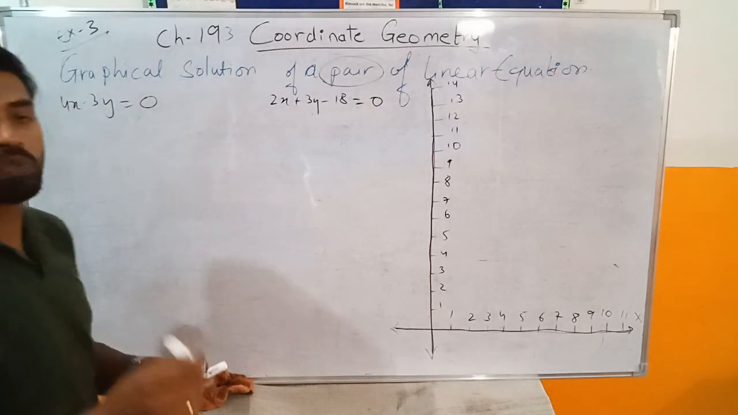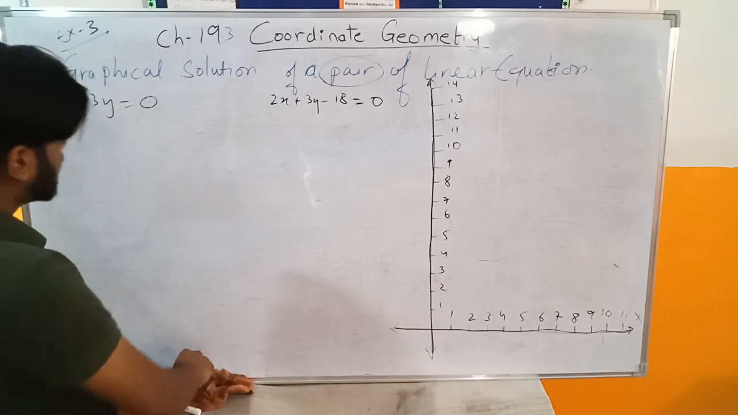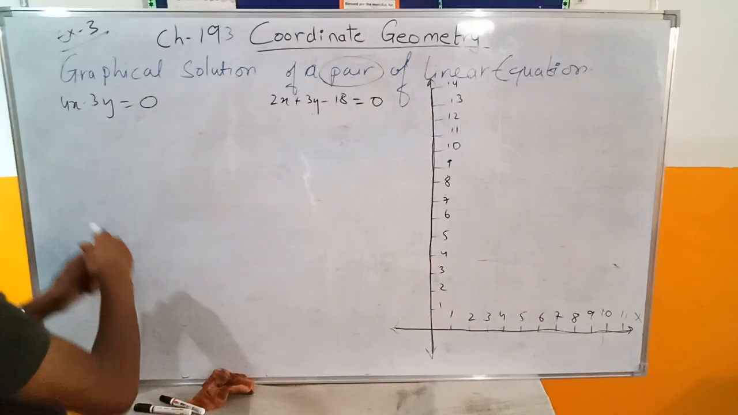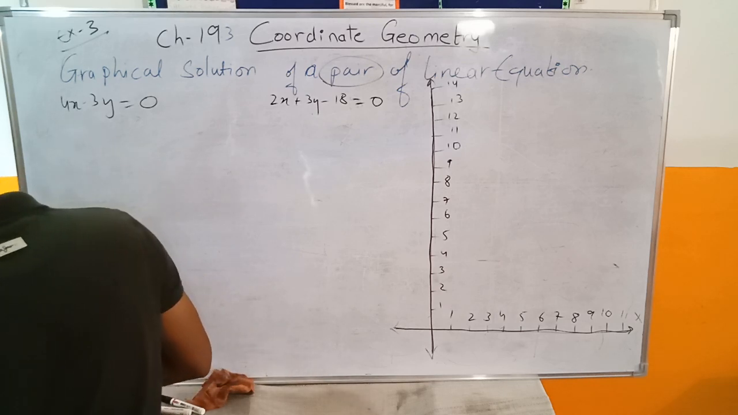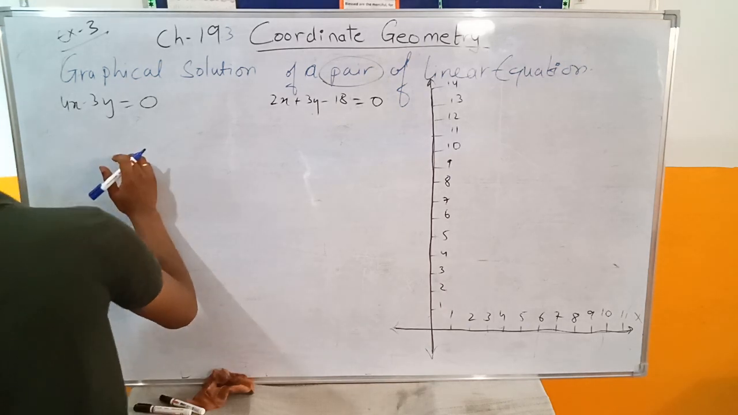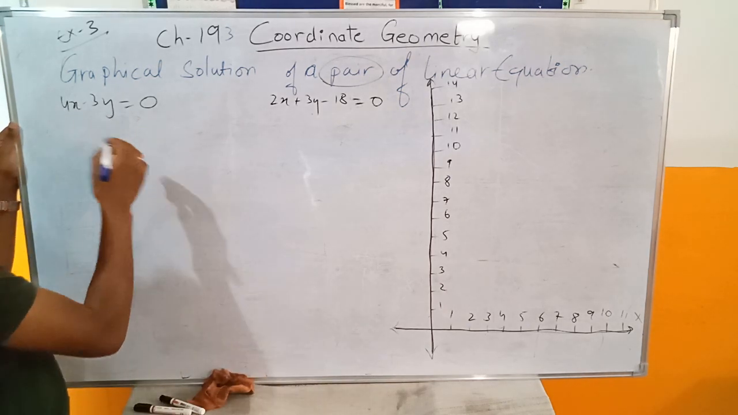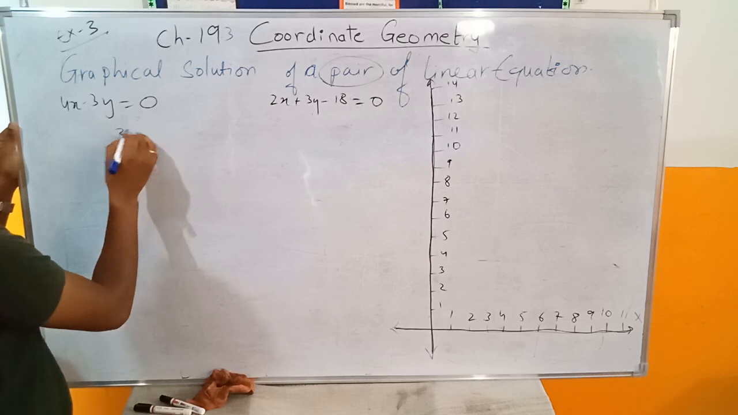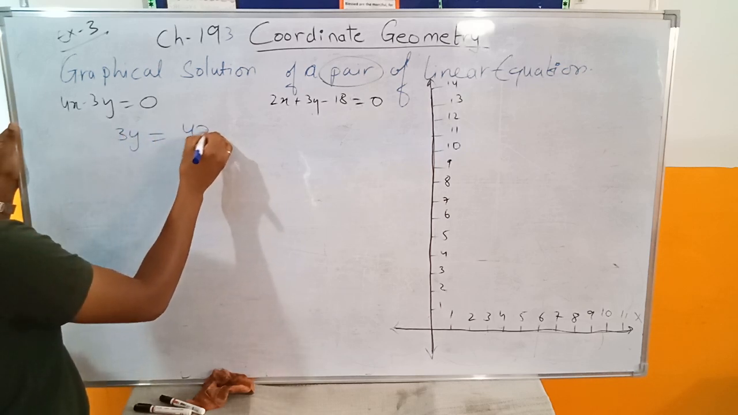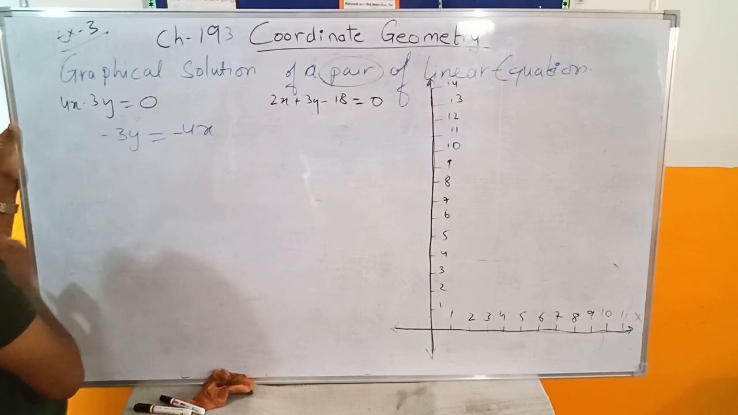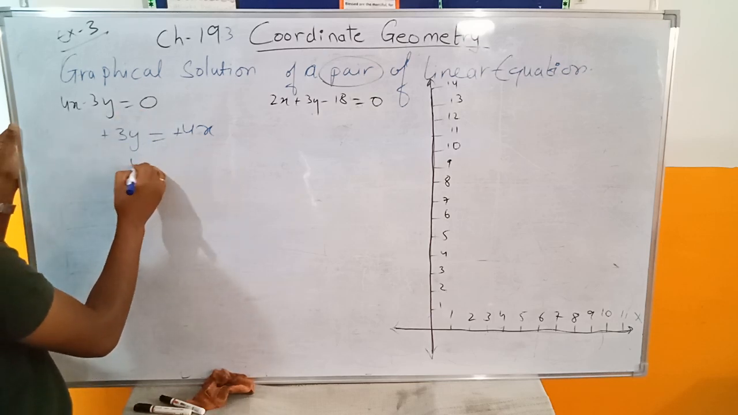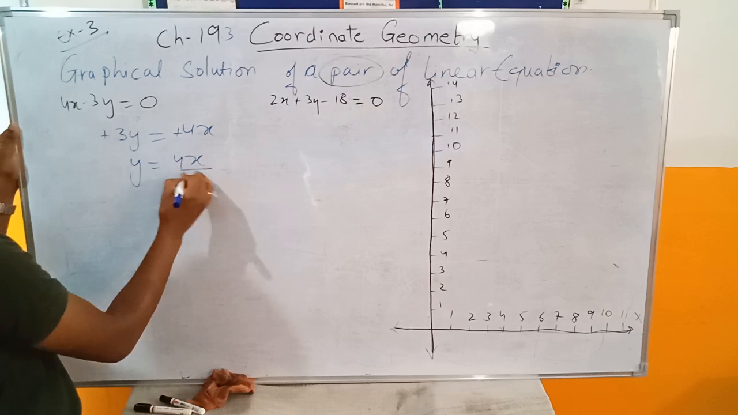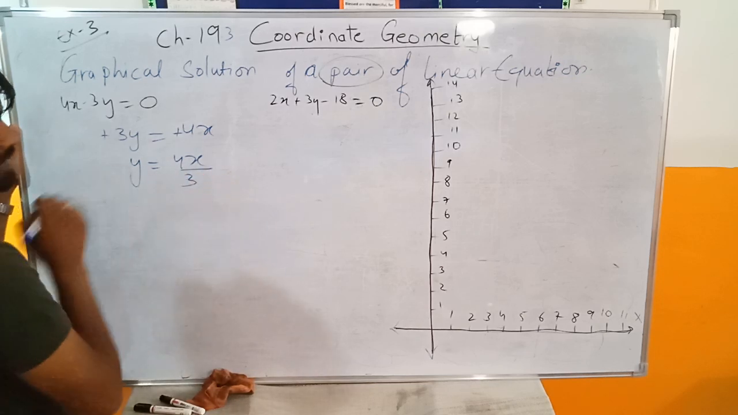Again, I have to do the same thing as I was doing earlier. I have to shift everything to the other side. So 3y equals 4x. Minus 4x and minus 3x already here, so minus and minus cancel out. Zero was only there, so y I have to leave alone. So y equals 4x upon 3, this is the value I got.